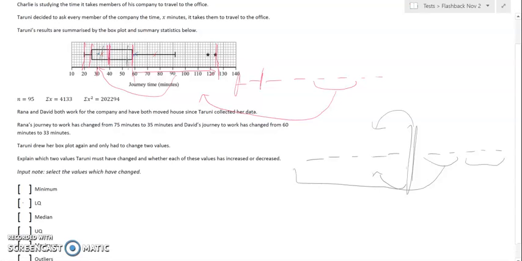So the answer in this question is that the median and the upper quartile will both decrease.